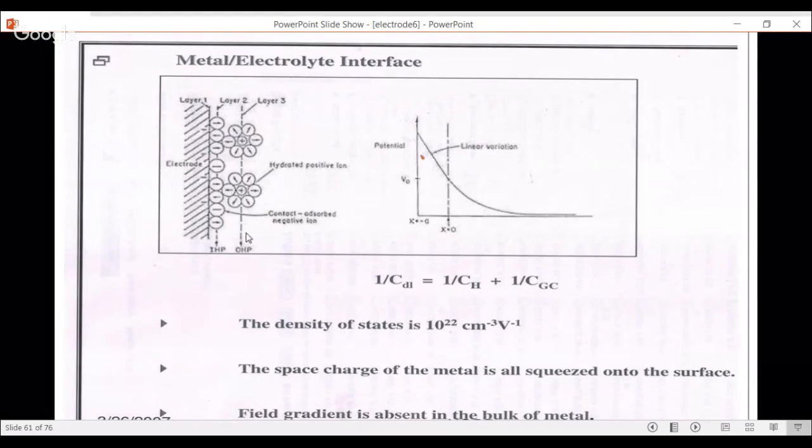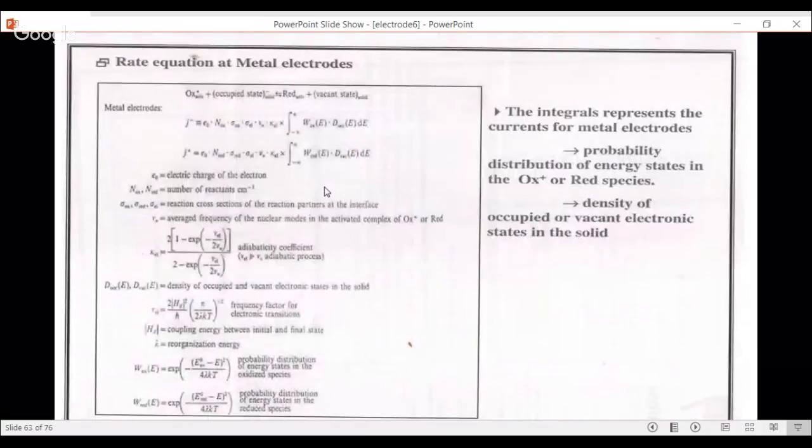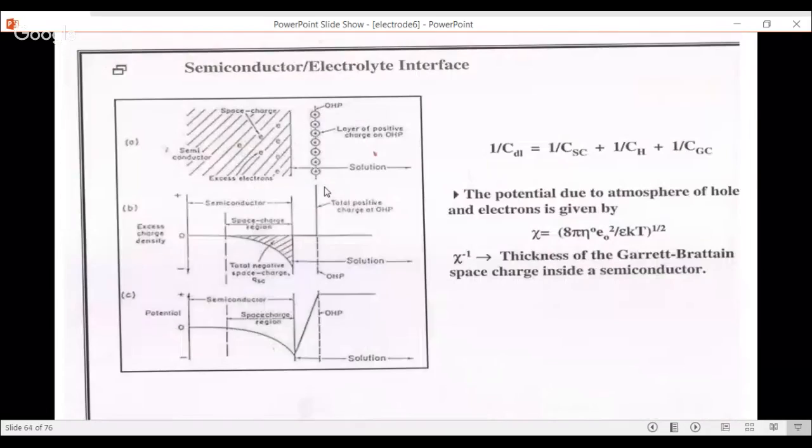Okay, we have already talked about it. Only in the semiconductor is the field gradient there. Electron transfer at the metal electrode interface is governed by only the potential difference. If the potential difference is different, then the electron will be supplied from the metal to the electrolyte or from the electrolyte to the electrode. The corresponding equations are given here. Okay, we will take it up here.